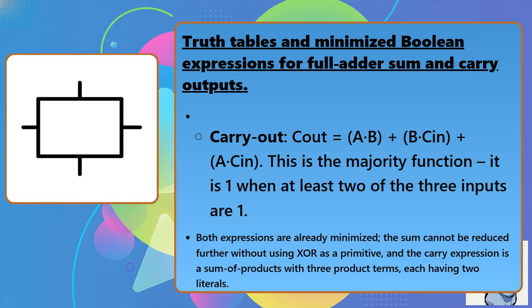Both expressions are already minimized. The sum cannot be reduced further without using XOR as a primitive, and the carry expression is a sum of products with 3 product terms, each having 2 literals.